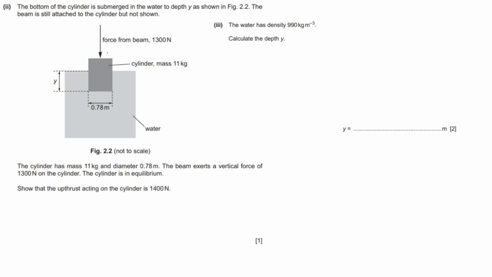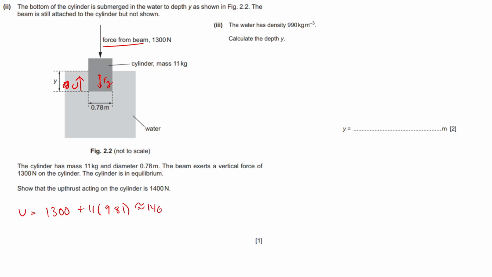So we know that it's submerged and it should have a force of gravity acting down, right? We also have another force acting up, which is going to be the upthrust force from the water. And then we also have the force from the beam, which is 1300 newtons. So the upthrust cancels out with Fg and the force of the beam.